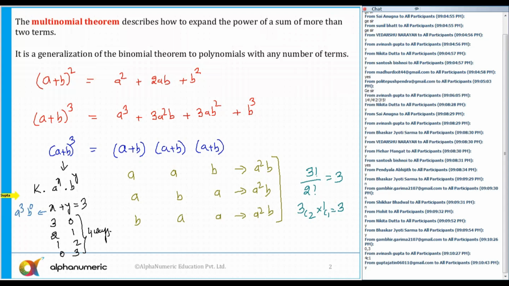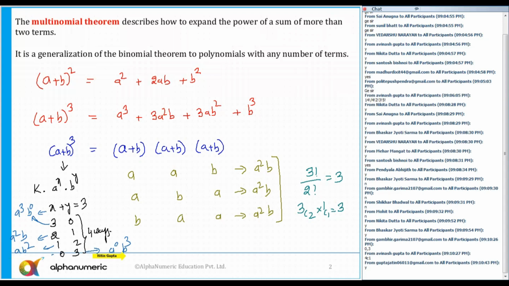Then for 2 and 1, it means a square into b. 1 and 2 means a b square, and the last case, 0 and 3, means a raised to power 0 and b cubed. And these are the 4 terms which you can see here. First term is a cube, then 3 a square b, then 3 a b square, and this one.